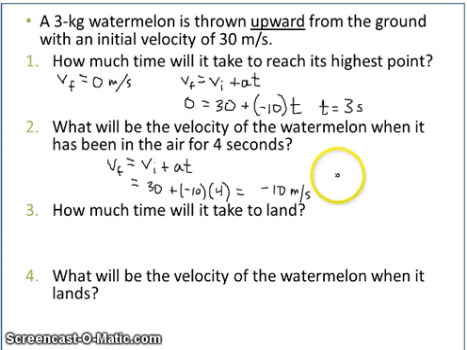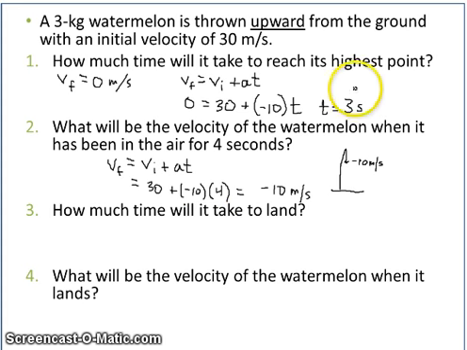What that means is that when this watermelon is thrown up, it goes to its highest point and comes back down. It goes 3 seconds up, 1 more second, it's on its way back down. It's going negative 10 meters per second because it's on its way back down, after it's already reached its highest point.